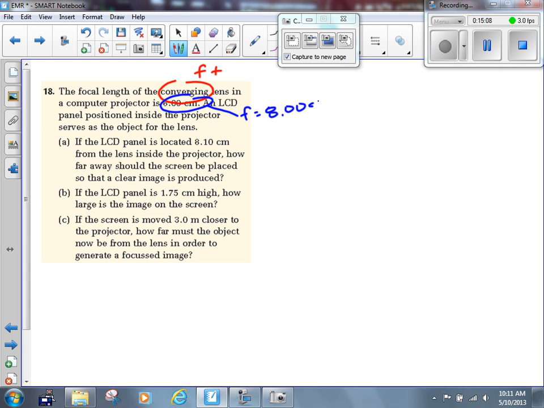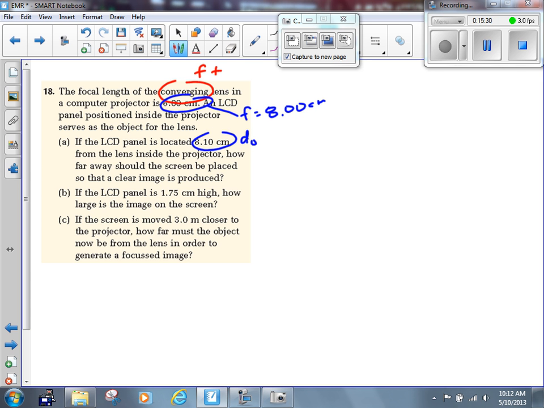F is 8.0 centimeters. The LCD panel, which is serving as our object, is located 8.1 centimeters from the lens. Tell me what that represents. If our LCD panel is that far from the lens, that's going to be our object distance. It's going to be DO. Good. We want to see how far away the screen should be placed so that a clear image is produced.